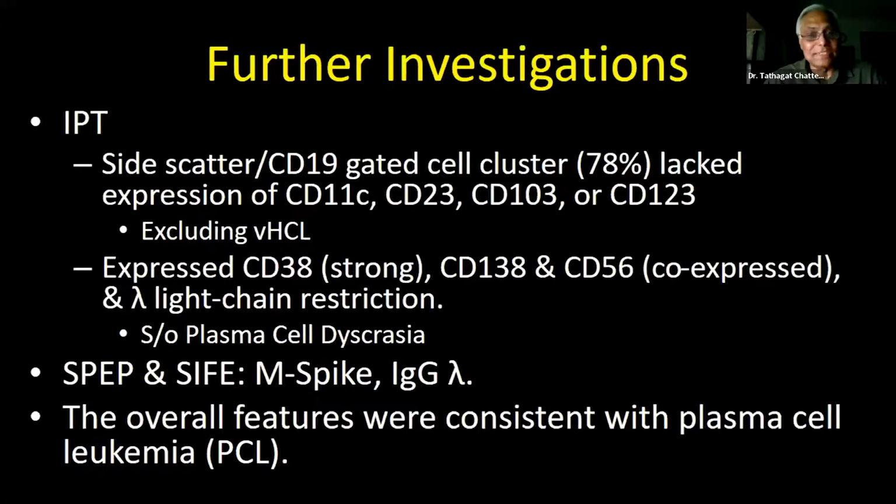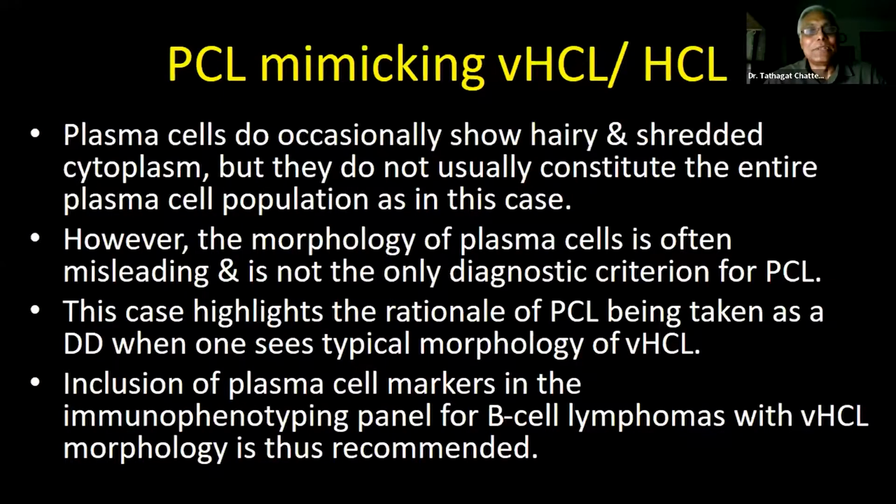And there are numerous such cases in the literature. The readers must go through this literature to see how a plasma cell neoplasm can also mimic a hairy cell. So these are various plasma cells. They occasionally have hairy-like projections. However, the morphology of plasma cells is often misleading. And this case highlights the rationale of plasma cell leukemia being taken as a differential diagnosis. And that's why you can include the plasma cell markers in your CLPD panel.